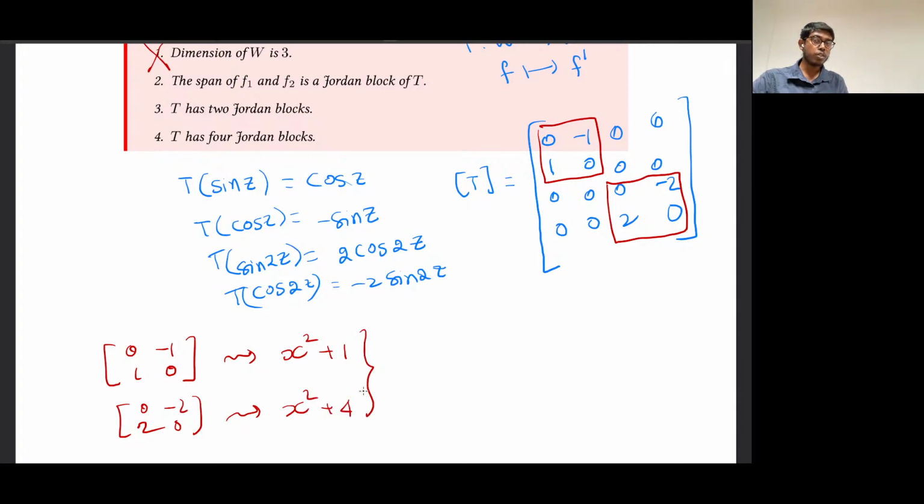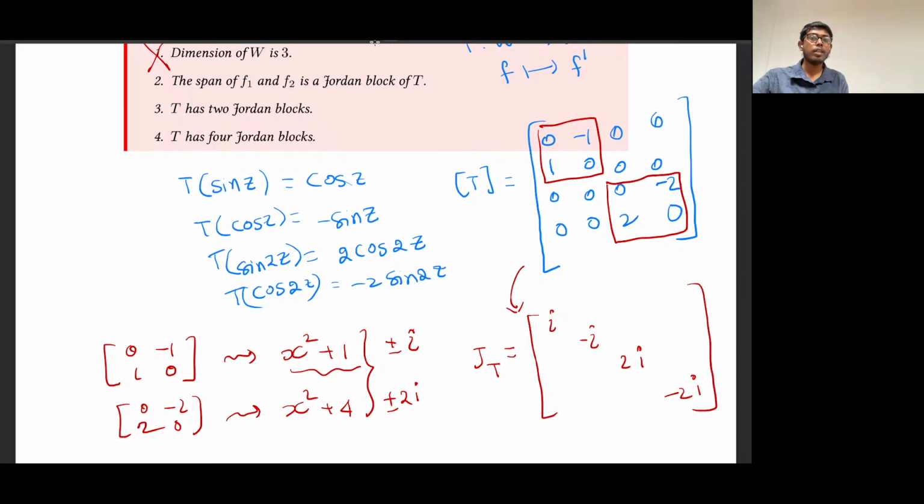So what are the roots? Since we are in the complex setting, the roots are plus minus i and plus minus 2i. Therefore, if I write T in Jordan form, the Jordan matrix will be i, minus i, 2i, and minus 2i. So each has a single block. Therefore, T has 2 Jordan blocks is false. T has 4 Jordan blocks is correct.